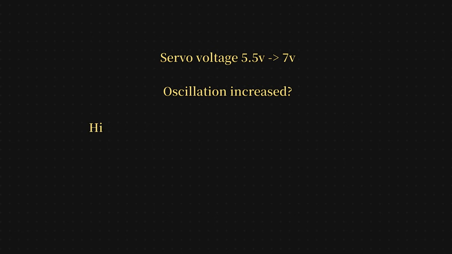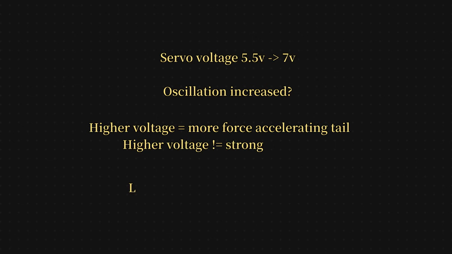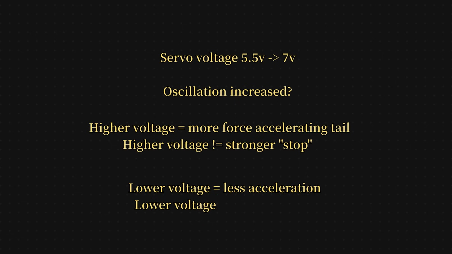What if increasing the voltage throws the tail harder, but doesn't actually increase the stopping where I want it to? Through testing, I found lower voltage reduced oscillations significantly. Due to this, I will run the servo at 3.3 volts. Now that we've fixed that issue, we will move on to implementing the PID control system.